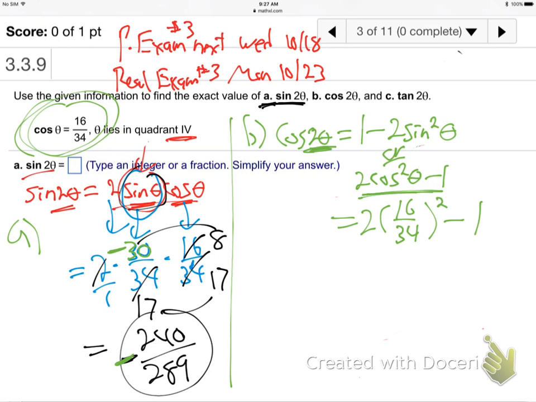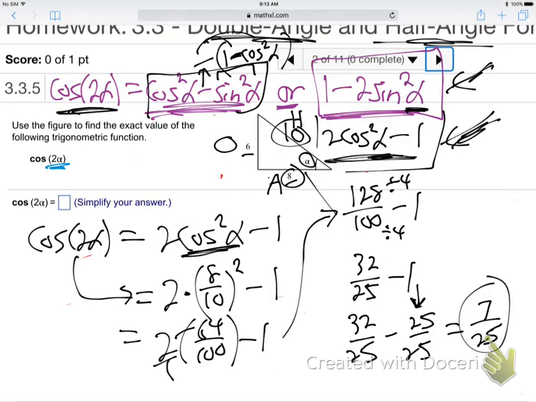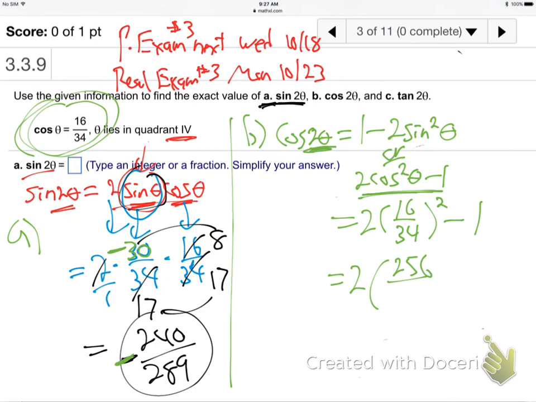Is that good there? Everybody tracking with me? Now that's going to be some big numbers. Use your calculator. Again, it's 256 and 34 squared. Wendy told me, but I forgot. It's something. It's off the screen now. It's 1156. Thank you. Minus 1.